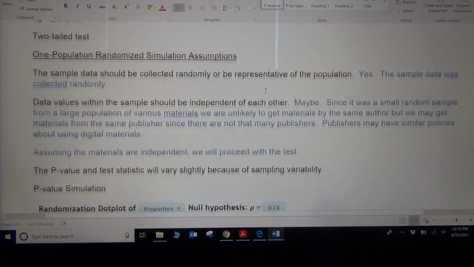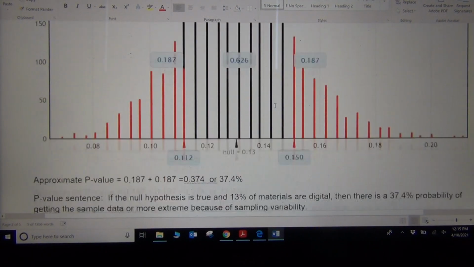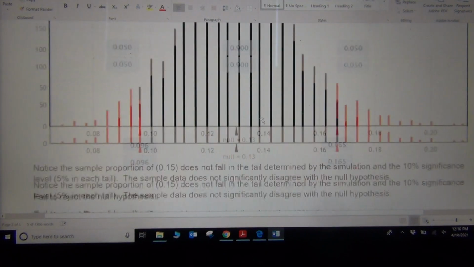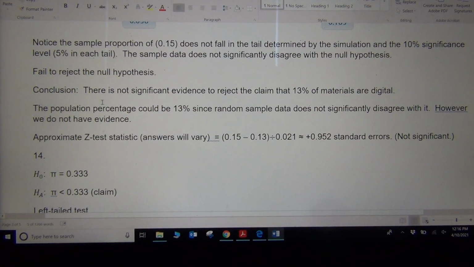So we want to really say that we do not have evidence to reject the claim. In other words, the claim could be true. So conclusion: there is not significant evidence to reject the claim that 13% of materials are digital. The population percentage really could be 13%, since the random sample data does not significantly disagree with it.